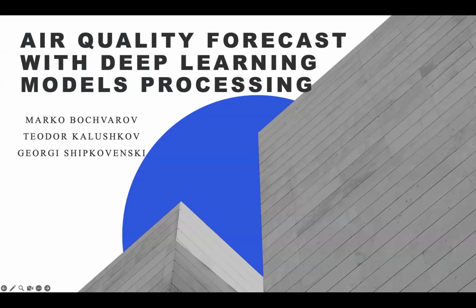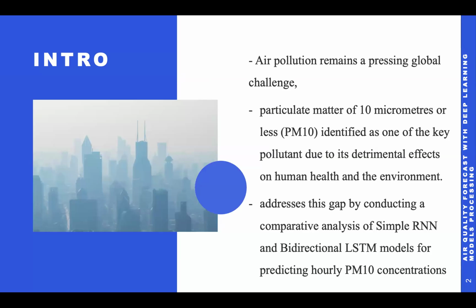Dear colleagues, my name is Marko Bochvarov, and today I'll be presenting a report about air quality forecast with deep learning and models processing. In the next few minutes, I'll walk you through our comparative study of two models, a bidirectional simple RNN (recurrent neural network) model and a bidirectional long short-term memory model, which were both used for predicting hourly PM10 concentrations. Air pollution is still a major global problem.